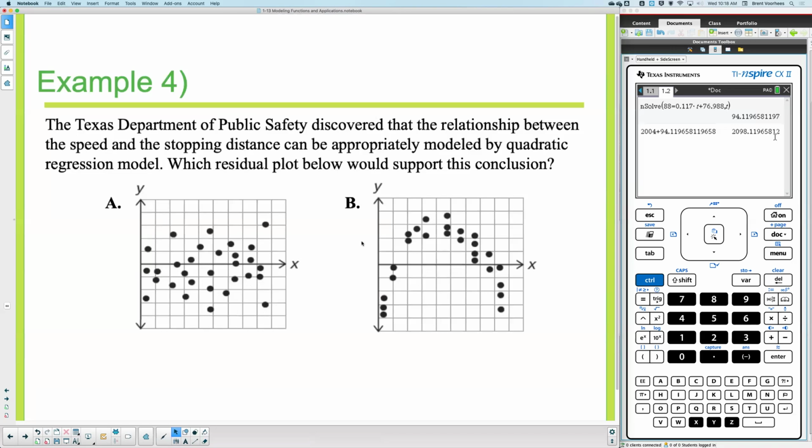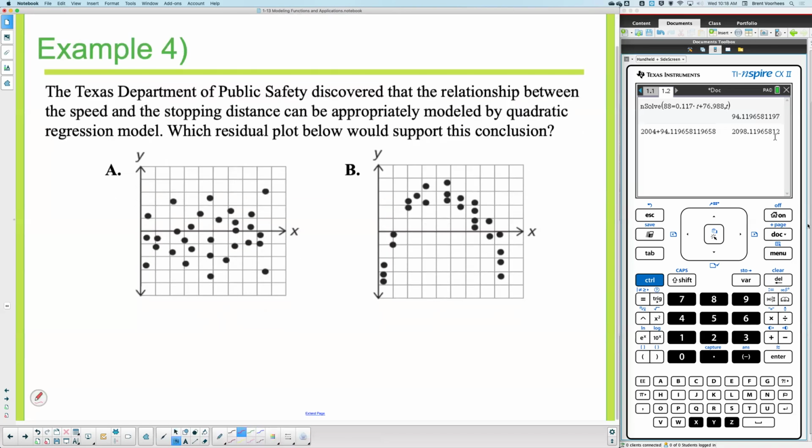Which one, if you were looking, these are residuals. Make sure you're following on both of these. These are residuals. That's a residual graph. This is a residual graph. Which one would be saying it's an appropriate model? Which one would be saying it's not an appropriate model?